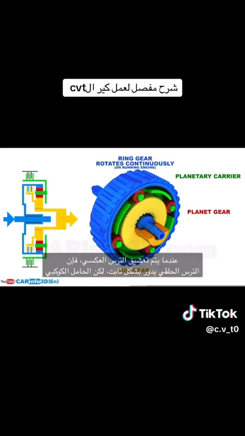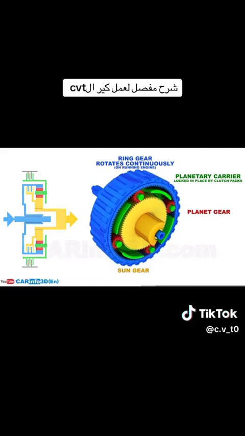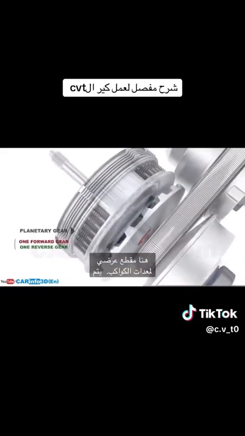When the reverse gear is engaged, the ring gear rotates still, but the planetary carrier becomes locked, allowing the force to be further transmitted, but in the reverse direction. Here's a cross-section of the planetary gear.